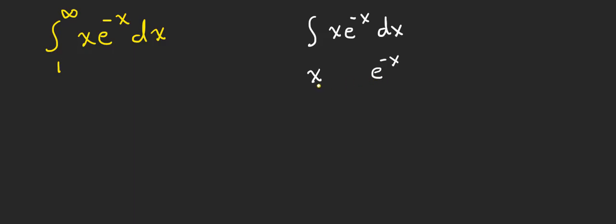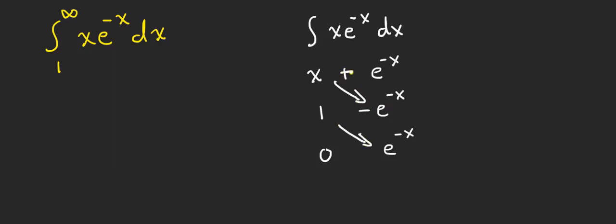If you keep taking the derivative of one of them and you end up getting 0, we could apply the tabular method. So what's the derivative of x? It's 1. And the derivative of 1 is 0. So we could apply the tabular method if we could keep taking the integral of e to the negative x. So what is it? It's negative e to the negative x. And the integral of that is e to the negative x. So we're good to use the tabular method. Let's draw the arrow.